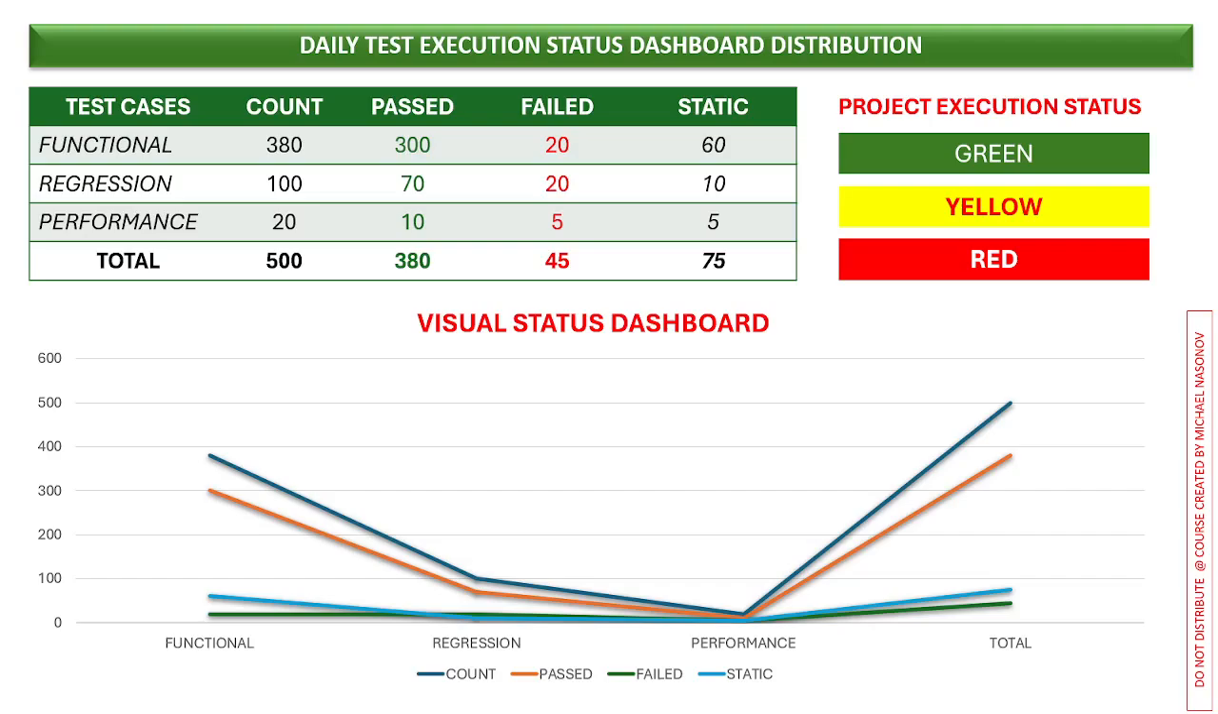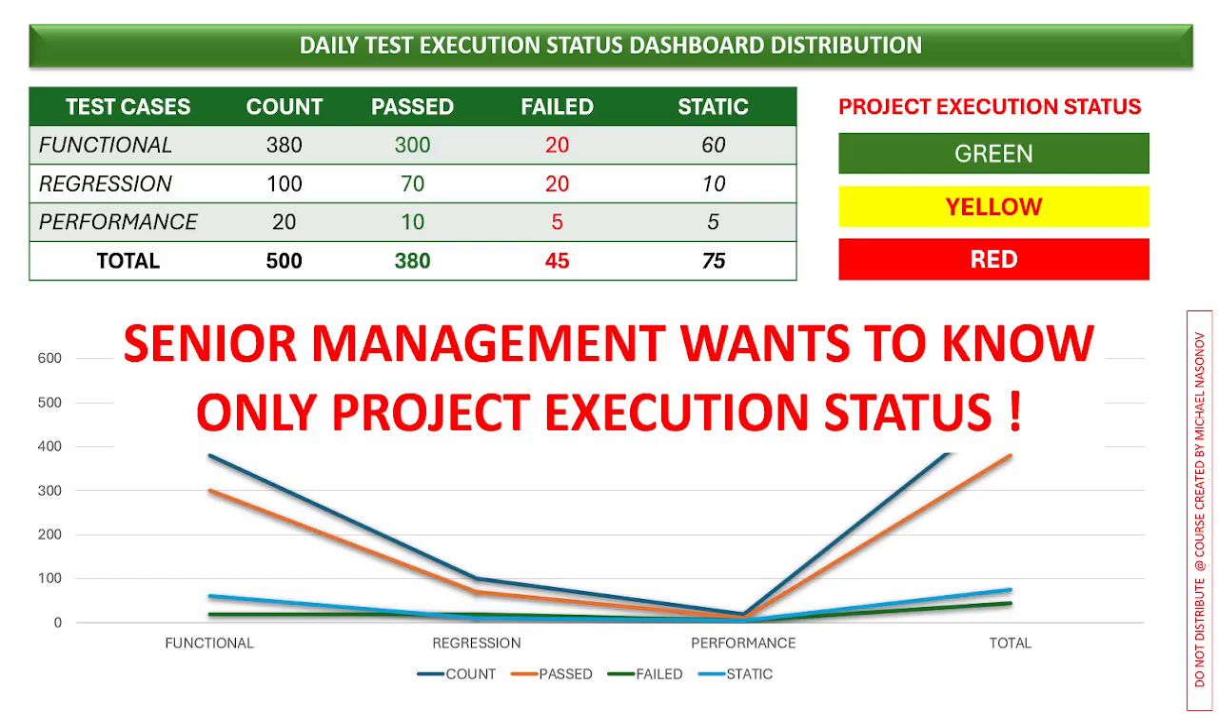But remember one thing, in real life, nobody cares about graphs. A few people might care about this table, but mostly your senior management wants to know only the project execution status. That's it. Senior management is always looking at a very simple status. Is your testing project execution status green? Is it yellow or is it red? That's it. This is real life.